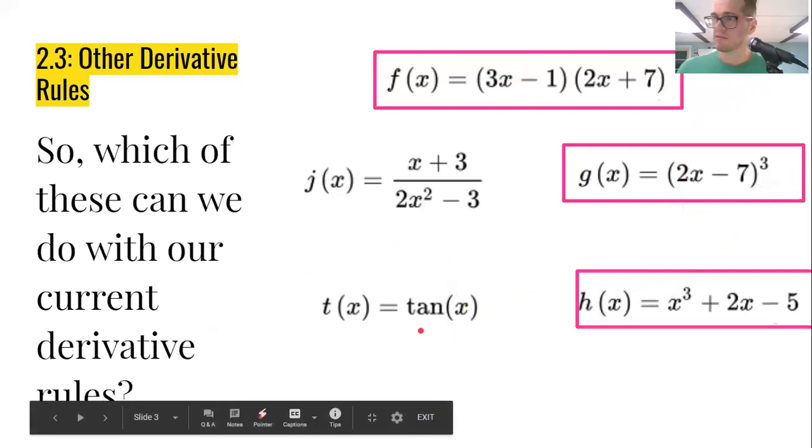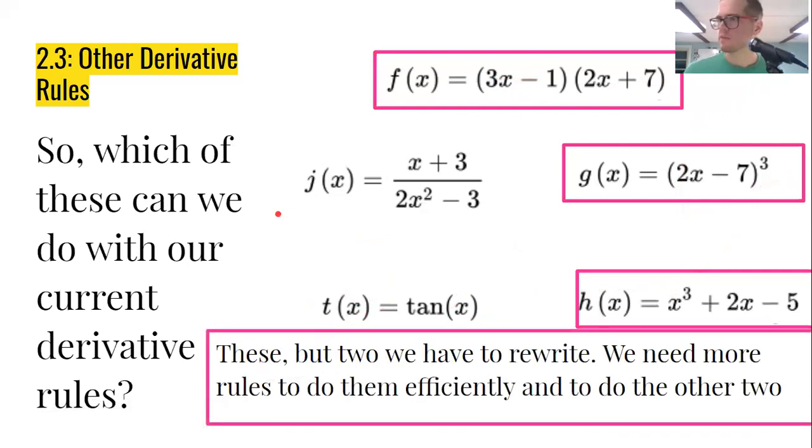And t of x, again, if you looked up the rule, you can do that one. But how can we find it if we didn't remember the rule? We're going to look at that today. So we have 2 rules. All but those 2, we have to rewrite in order to get there. We need more rules to do them efficiently and to do the other 2.